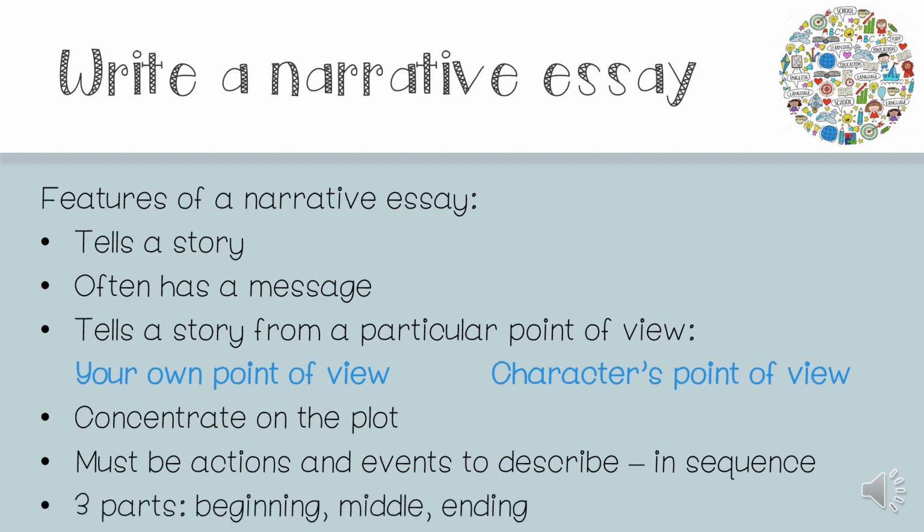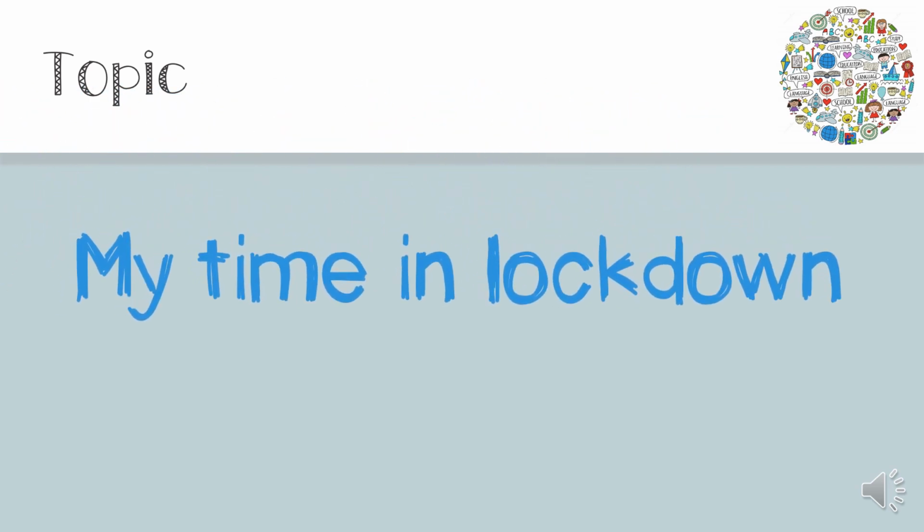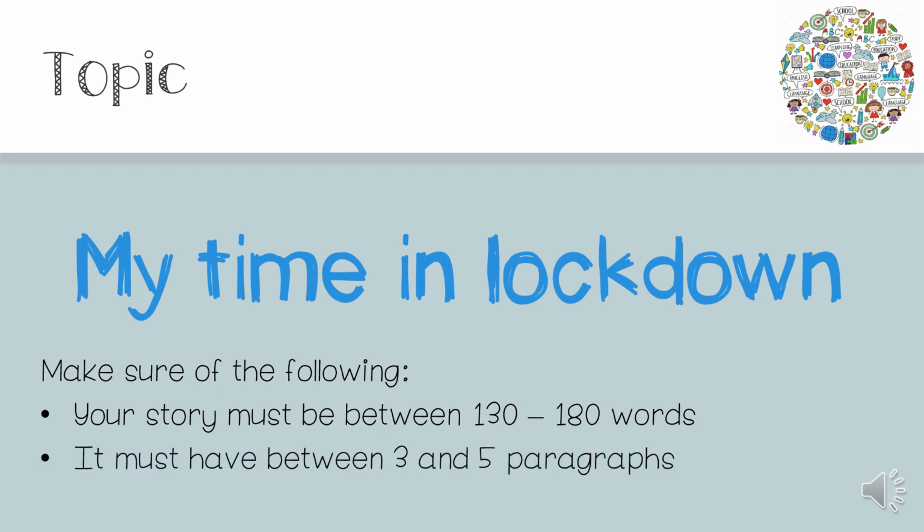There are 3 parts in a narrative essay: the beginning, the middle, and the ending. The ending usually has a message or a surprise. The topic for your narrative essay is My Time in Lockdown. You must make sure of the following things. Your story must be between 130 and 180 words. It must have between 3 and 5 paragraphs.